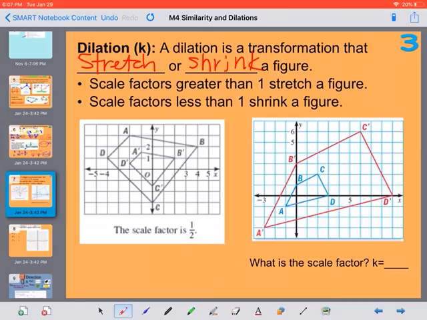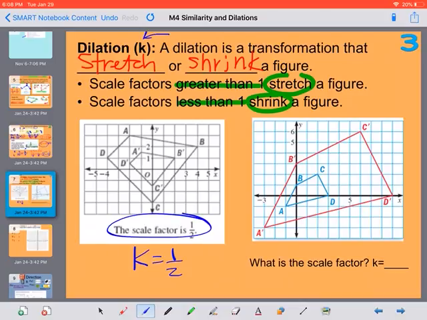You can stretch something and make it bigger, or you can shrink something and make it smaller. So a couple things here underneath dilation. It says scale factors that are greater than 1 stretch a figure, and scale factors that are less than 1 shrink a figure. So there are those words again. So dilation, we use the letter K to represent. So if something says K equals 1/2, that tells us that the scale factor is 1/2.